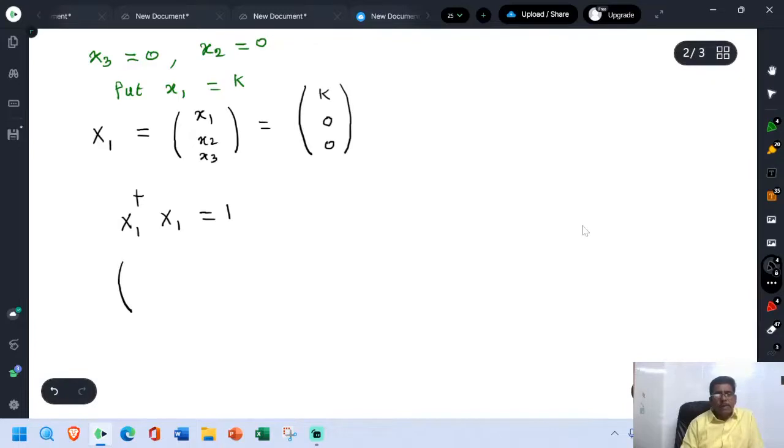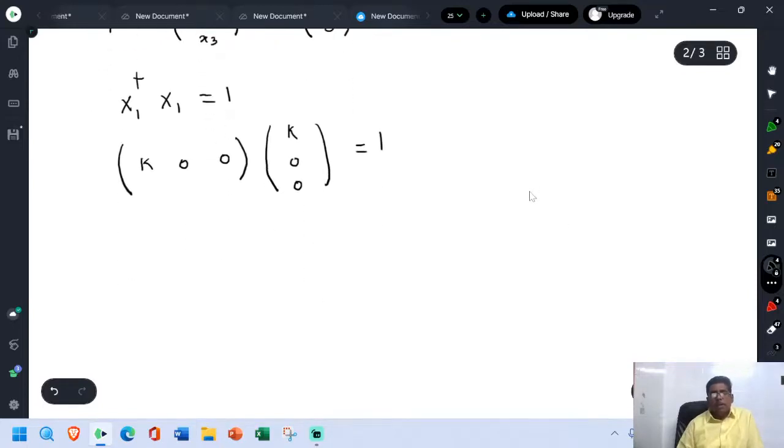X1 dagger is k 0 0. This is our x1 dagger. I have just changed this column matrix into a row matrix. Then x1, a column matrix, k 0 0. This should be equal to 1. Now make the multiplication.